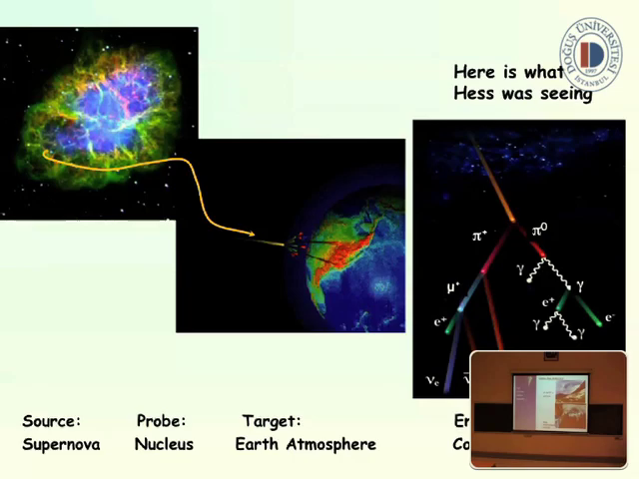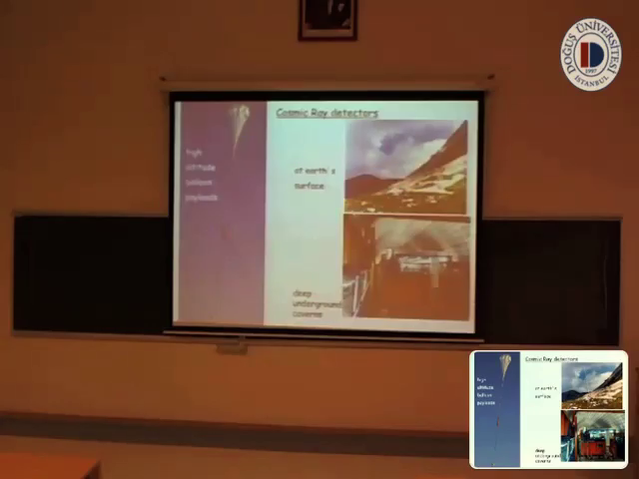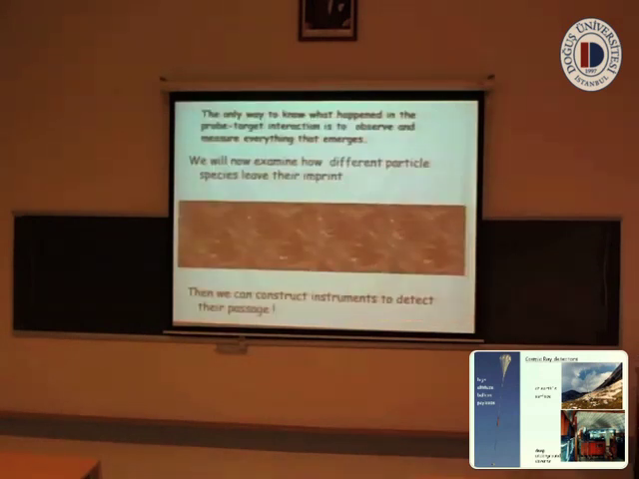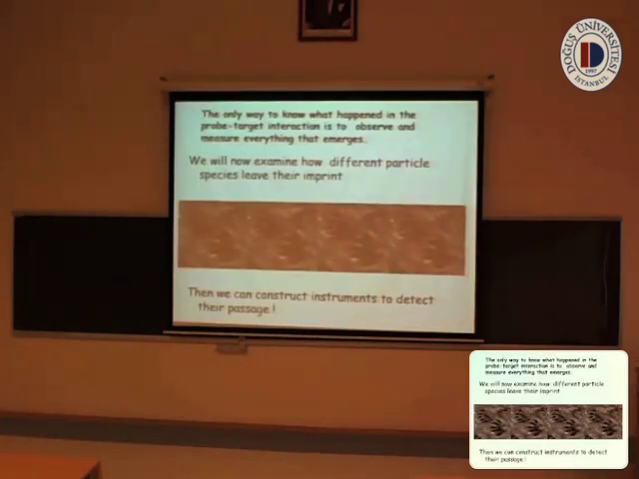So this is actually what happens, and this is what we see in cosmic rays. And these are the cosmic ray detectors. We have different types of detectors. We have a balloon. We have detectors on the Earth's surface, and we also have detectors underground. Okay, so the only way to know what happens in the probe-target interaction is to observe and measure everything that emerges. And we will now examine how different particle species leave their imprint, and then we can construct instruments to detect their passage or tracks.